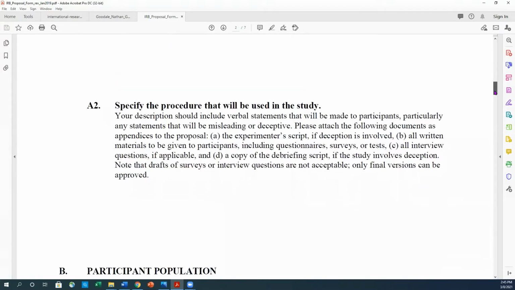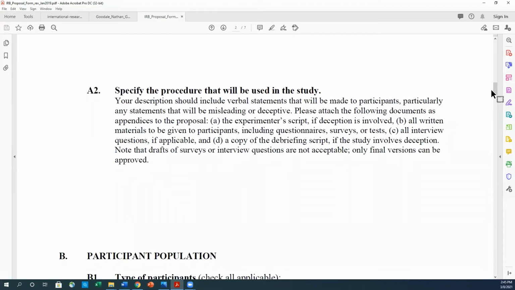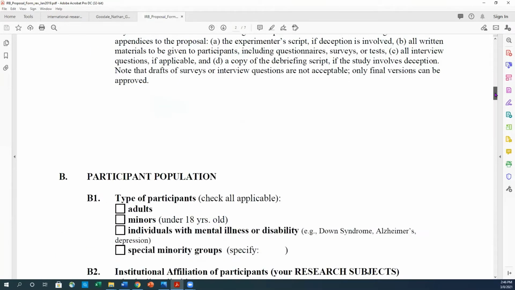Now, section A2 should be somewhat more detailed. I should be able to read this and fully understand exactly how you're going to conduct your project. Simply saying, participants will fill out a questionnaire does not cut it. Who, what, when, where, how, these are all the questions you need to answer right here. Remember that the point of the IRB is to protect participants. And if I can't understand what it is that you're doing, I can't determine if the participants are being protected.